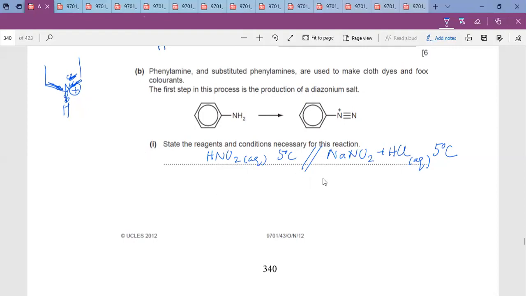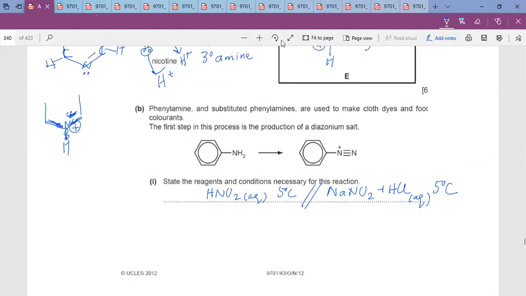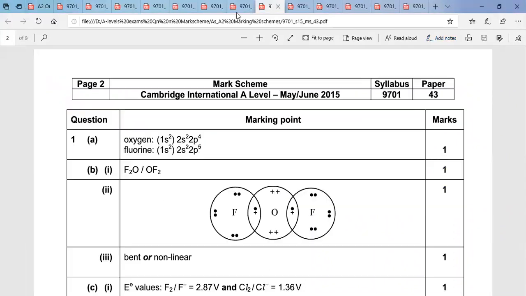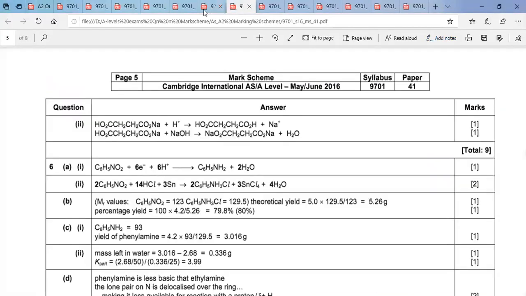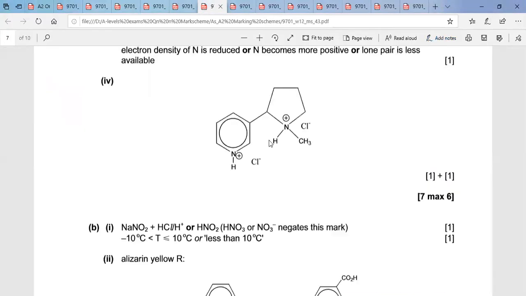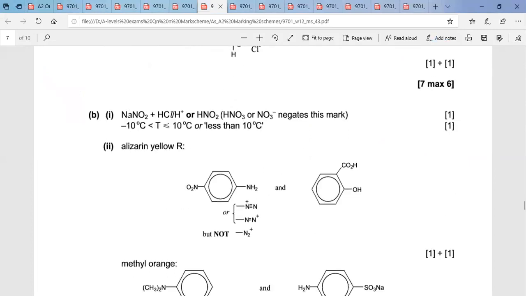Okay, this is the one here. You can see the answer here. I forgot which one it is. Yes, I also forget. Okay, see here. HNO2. If you put it here, you are wrong. It negates, it means zero marks. It's nitrite, not nitrate.